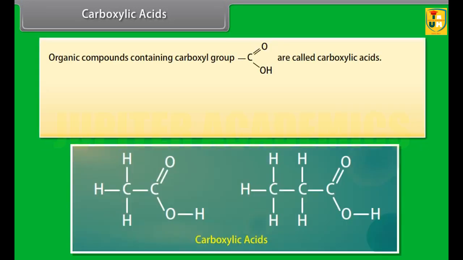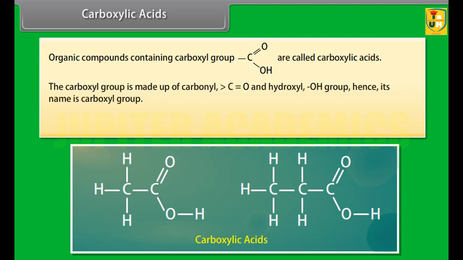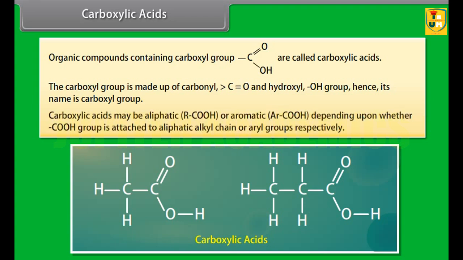Carboxylic acids. Organic compounds containing the carboxyl group are called carboxylic acids. The carboxyl group is made up of a carbonyl and a hydroxyl group, hence its name. Carboxylic acids may be aliphatic or aromatic depending upon whether the carboxyl group is attached to an aliphatic alkyl chain or aryl groups respectively.